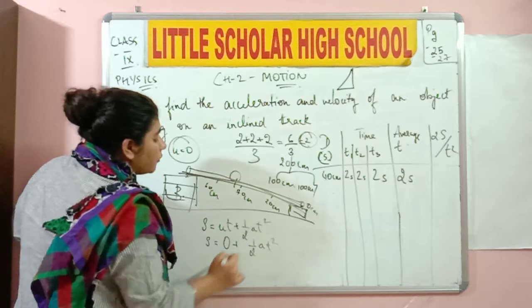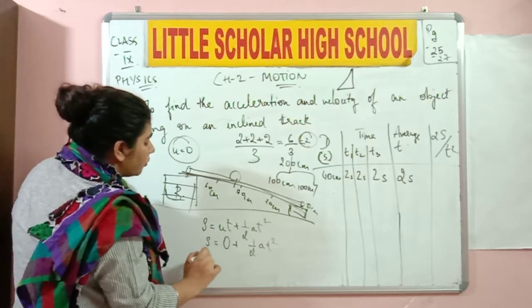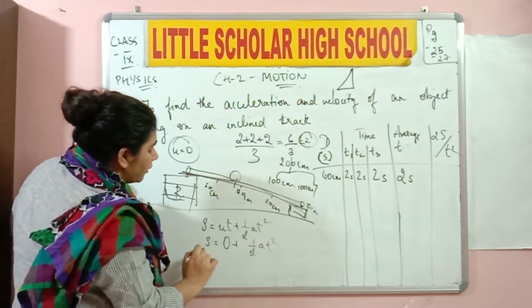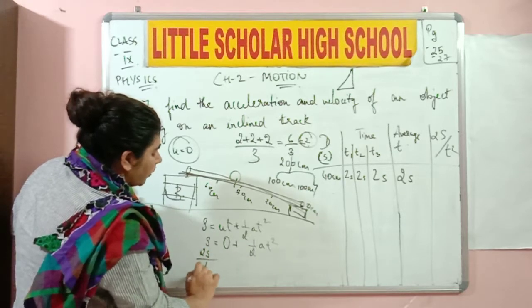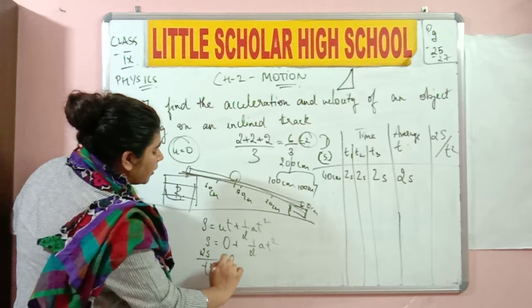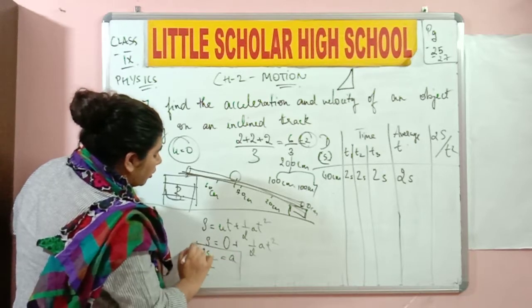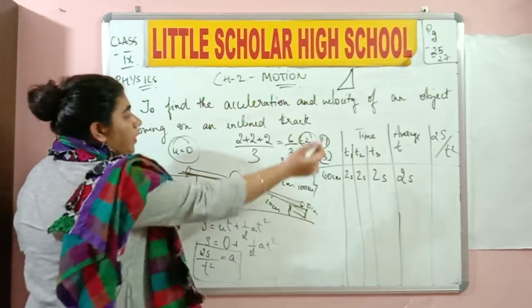I need an equation for acceleration. So what am I going to do? This 2 comes on this side. It becomes 2s, and t square is also going to come in the denominator. 2s by t square is equal to acceleration. Do you understand? This is what I've written over here.